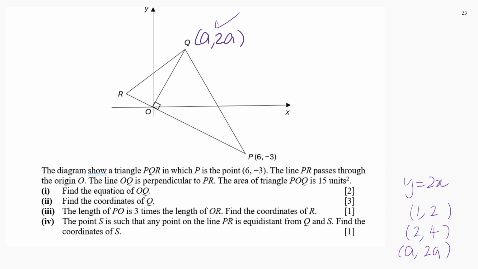Let's explain this part here. And the origin is just 0, 0. Right, so I'll be using this information here. The triangle POQ is 15 units squared, to find the unknown A. So here I'm going to use the shoelace method. Make sure you take it in the anti-clockwise direction.